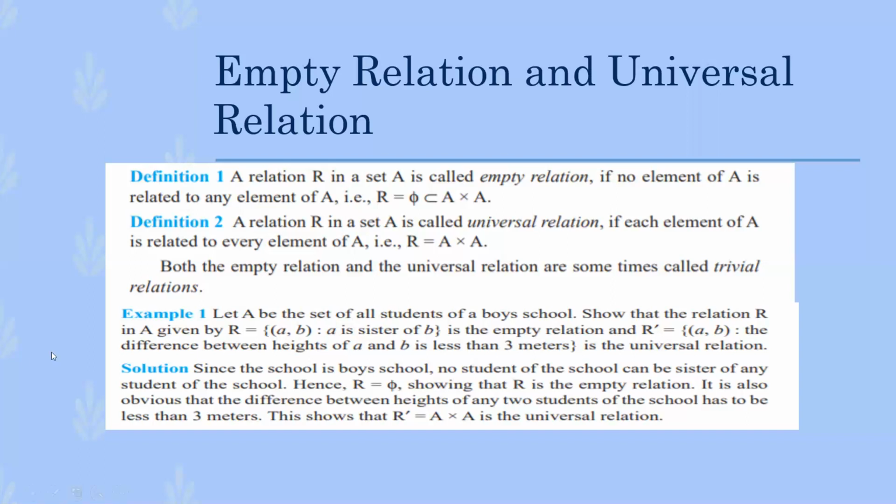So here we can easily say that this R' is equal to A cross A, the universal relation. Means each and every boy is considered as an element. Means if we take the difference of any two boys, the difference will always be less than 3 meters.